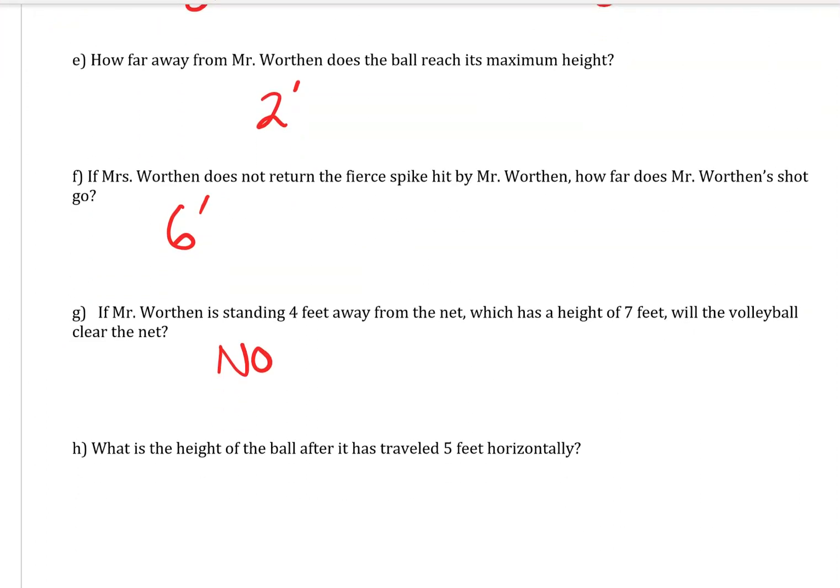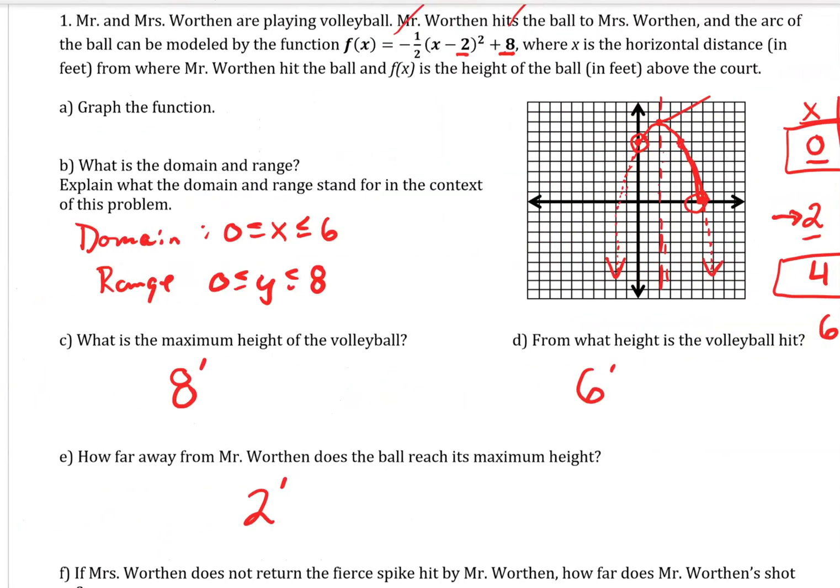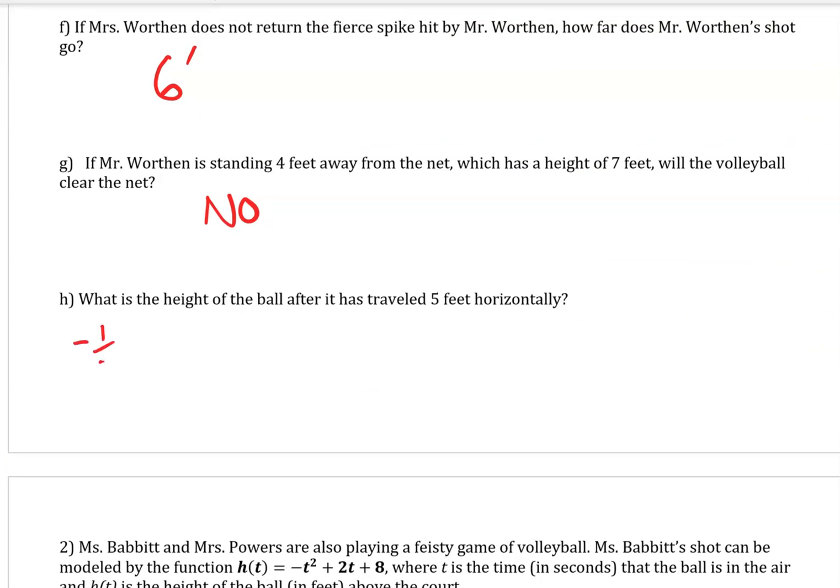What is the height of the ball after it has traveled 5 feet horizontally? Well, I didn't put that one in my table, so we will put 5 in for x: negative 1/2 times the quantity x minus 2, squared, plus 8. We're going to put 5 in for x.